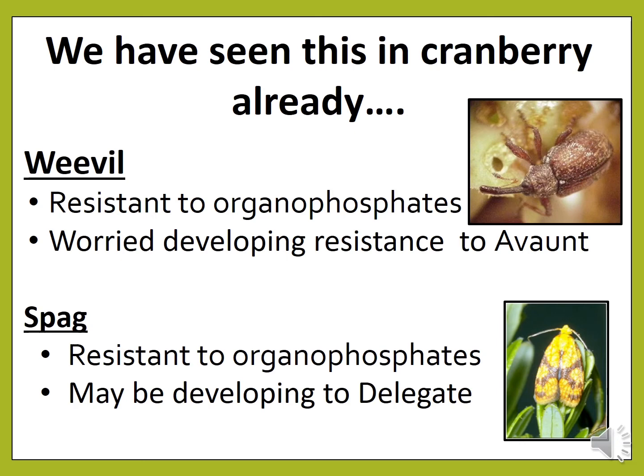We have seen resistance develop in the cranberry industry already. We have two particularly poignant cases of this. The first is weevil. This pest of cranberry is now resistant to all organophosphates, and for the resulting pesticide that we use to control it, Avaunt, we are now worried that it's developing resistance to Avaunt. Spag is another example of a cranberry pest that is now resistant to organophosphates, and we worry that it might be developing resistance to Delegate, which is the pesticide now used to control this pest.